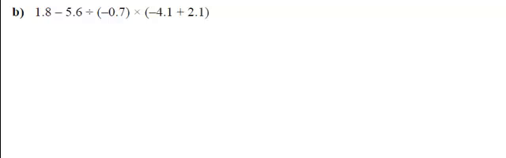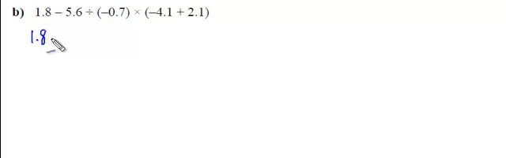Unit 1, Lesson 7, Student Example number 1B. If we take a look at this, we have to use BEDMAS. We have both multiplication and division, as well as some addition and subtraction in there. First things first, B. B stands for brackets. We do have an operation inside of the brackets that we need to do, so let's do that first.